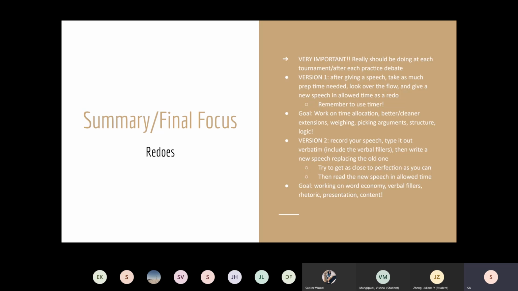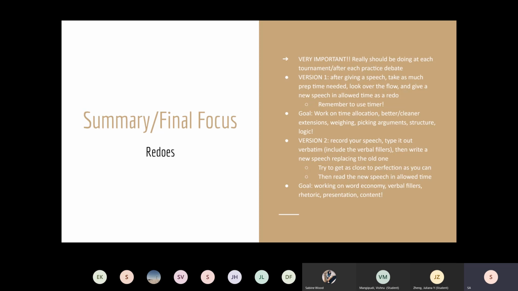Remember to use the timer so you can see how much time you're taking to extend case and how much time you're taking to weigh. The goal is to work on time allocation, better, cleaner extensions, weighing, picking arguments, structure, and logic. Version 2 is to record your speech and type it out verbatim, word for word, including the verbal fillers like "yeah," and then write a new speech replacing the old one.